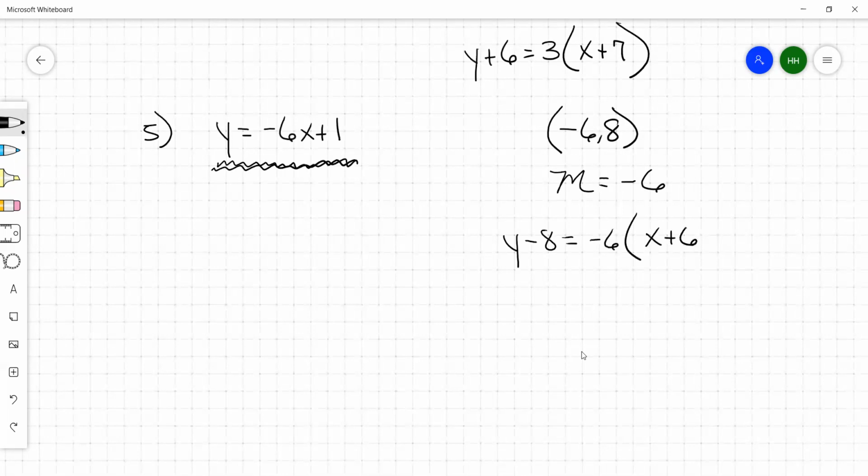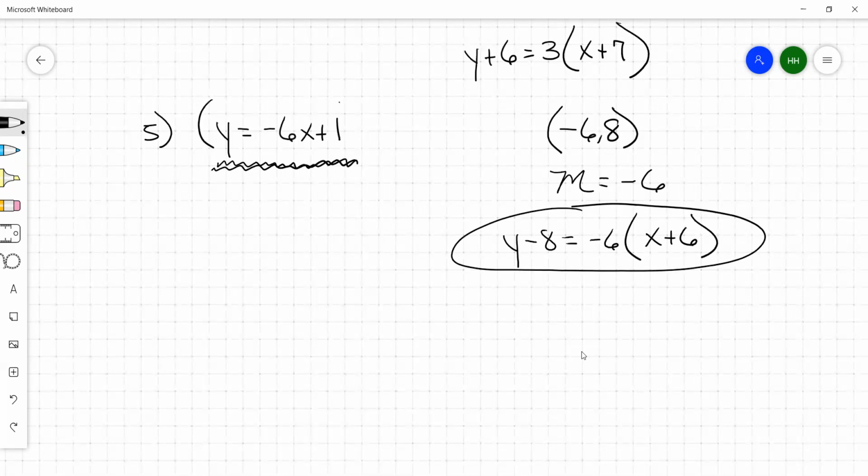Very good, x plus 6. There's your equation. Point slope form for a line parallel to this one through this point. If the lines are parallel, the slopes have to be the same.